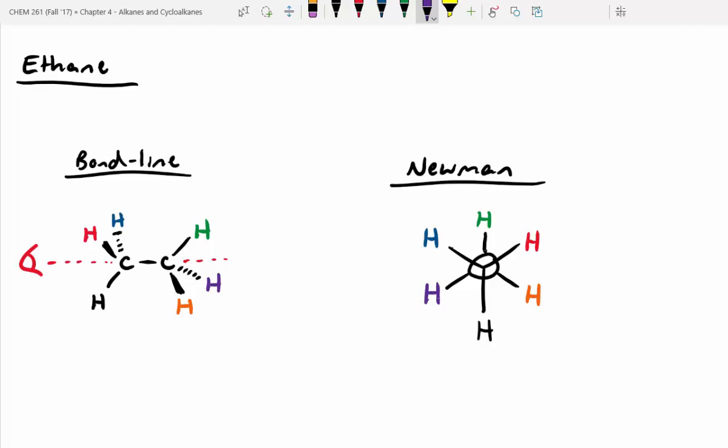This is one of the hardest parts of conformational analysis, is getting that three-dimensional view looking down a carbon-carbon single bond. So if you do have model kits, these can be pretty handy. Ethane's a really simple example, but you can imagine if you're looking down a big complicated molecule, it gets pretty crazy pretty quick. So model kits are handy.